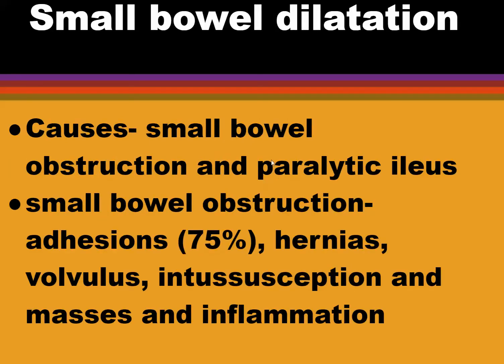So small bowel dilatation, most common cause, paralytic ileus, adhesions are the most common cause, really. So there's got to be a history of surgery. Hernias, obstructed hernias, incarcerated hernias can cause small bowel dilatation. There's often an associated lump seen clinically. Volvulus, intussusception, masses, tumours can block the bowel, causing dilatation and inflammation. So, for example, Crohn's disease resulting in a small bowel stricture can cause small bowel dilatation.